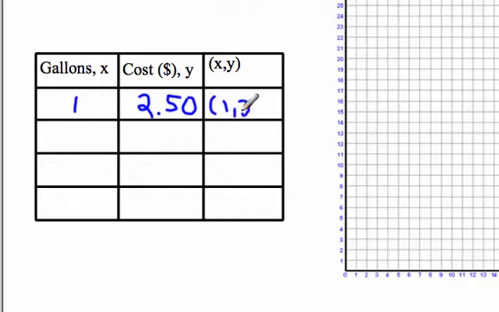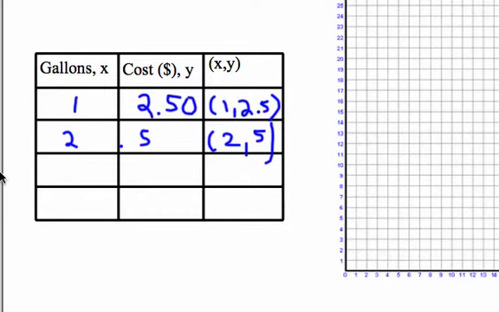So we have 1, 2.5. We could write 2.50 here. It doesn't matter. You can do whatever you're more comfortable with. 2 gallons would cost us $5. $2.50 times 2 is 5. So this would be 2 comma 5, and you get the general idea.